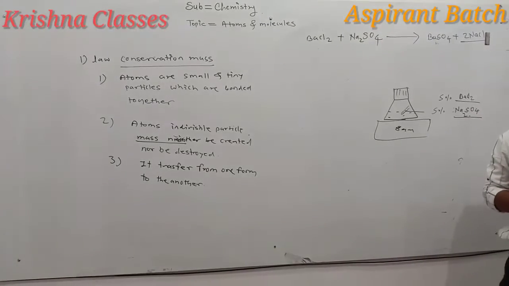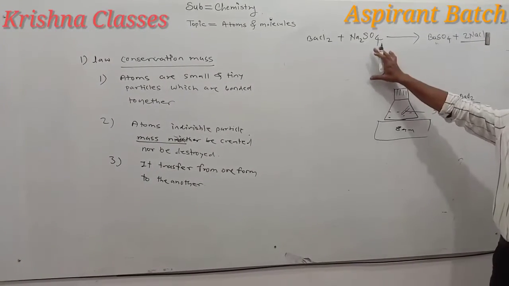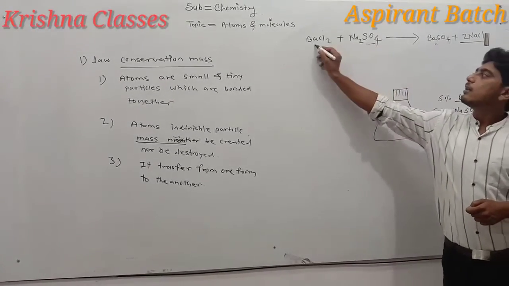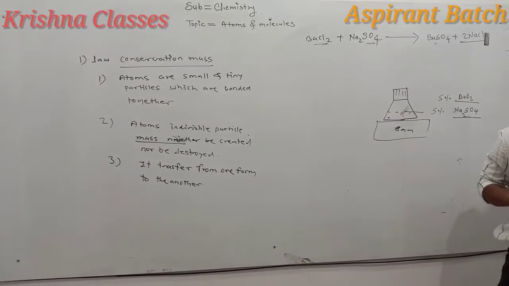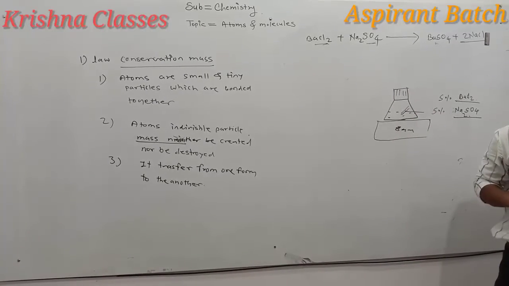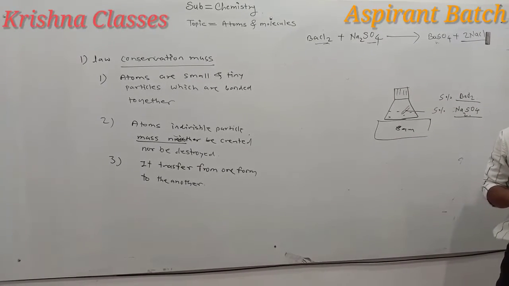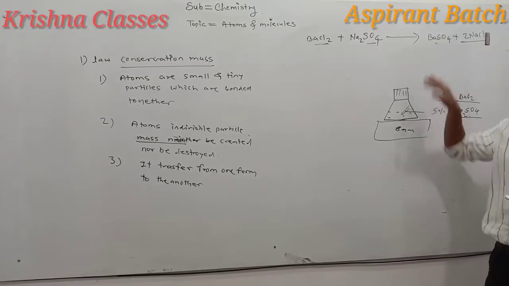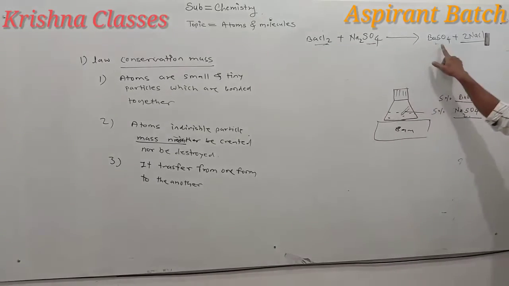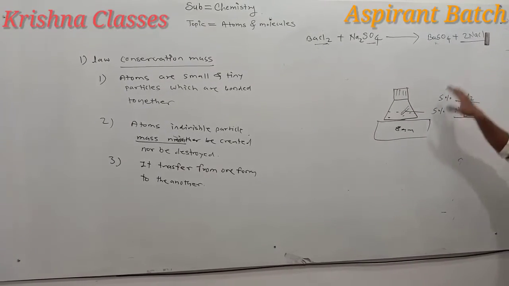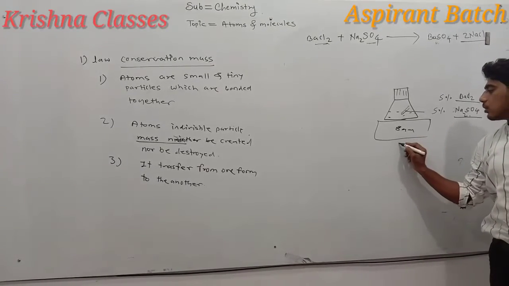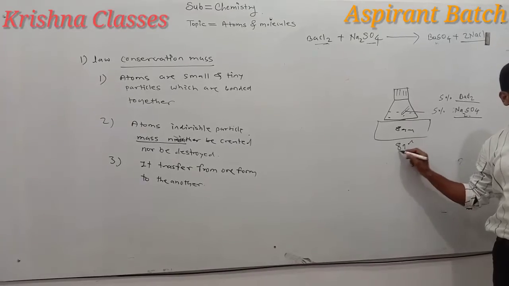This is a double displacement reaction. Here the ions are exchanged. The exchange of ions takes place two times, so it is called a double displacement reaction. After this chemical reaction of barium chloride with sodium sulfate, we get barium sulfate and sodium chloride. Then the weight of the product is not changed. After the chemical reaction also, the weight of the product is 8 grams.